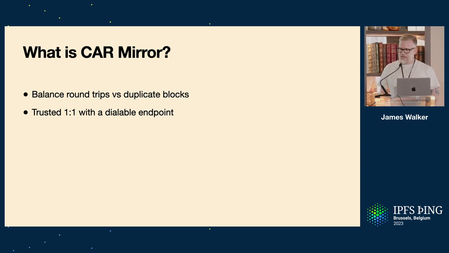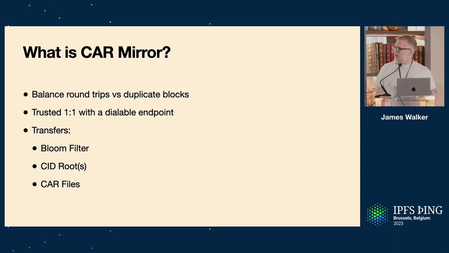One unique concession that we've made, looking back at our current network diagram, is that we do have servers here. So we do have a trusted endpoint that we can point this at. That's an important thing: we've limited our scope. This is not a general purpose transfer protocol, although we have some ideas for that. But in the initial CAR Mirror implementation, we are relying on the trusted dialable endpoint.